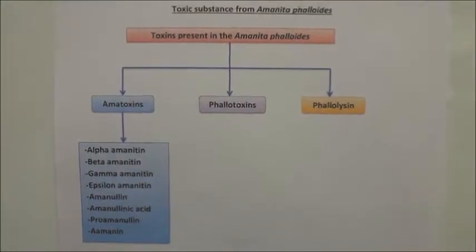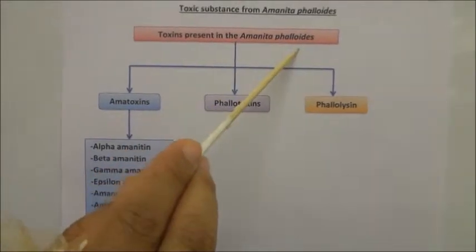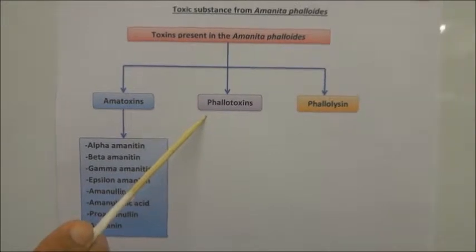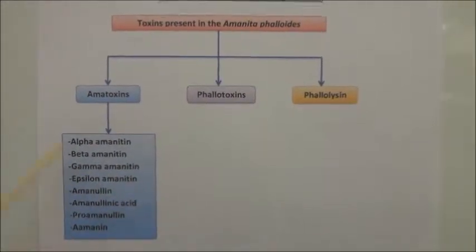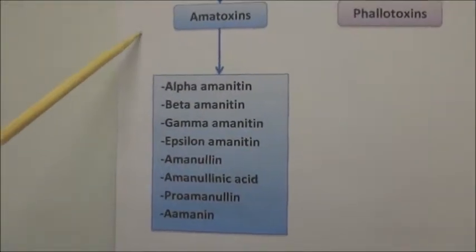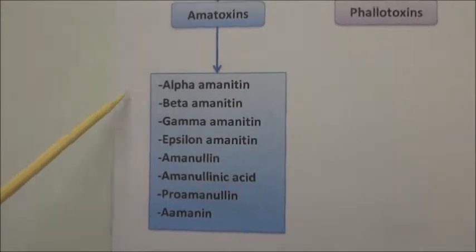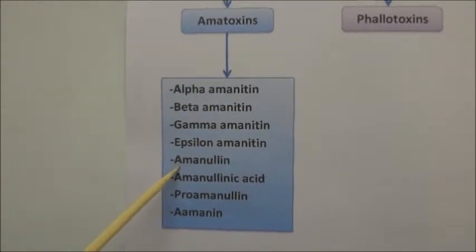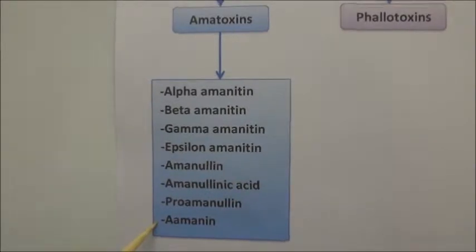Okay, now we will discuss the classification of toxins present in Amanita phalloides. The first one is amatoxin, the second one is phallotoxin, and the last one is phallolysin. However, amatoxin is the most prominent toxin present in Amanita phalloides. There are 8 toxins under amatoxin: alpha, beta, gamma, and epsilon amanitin, amanullin, amanullinic acid, proamanullin, and amanin.